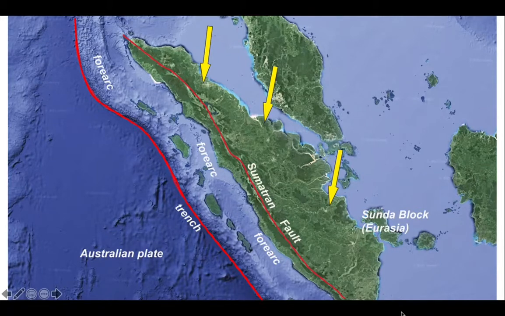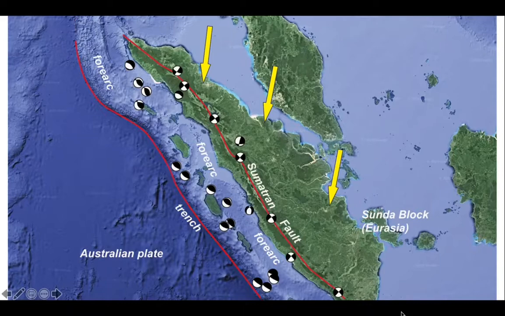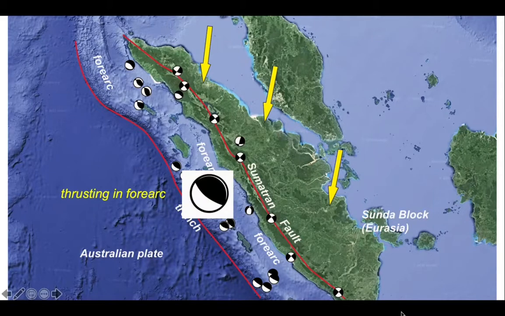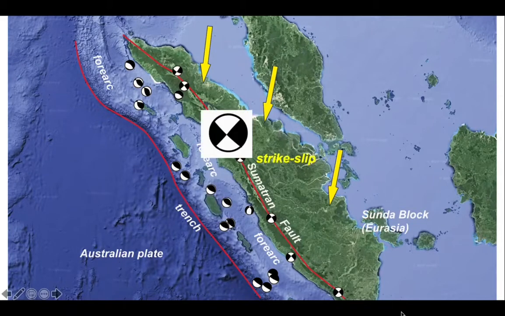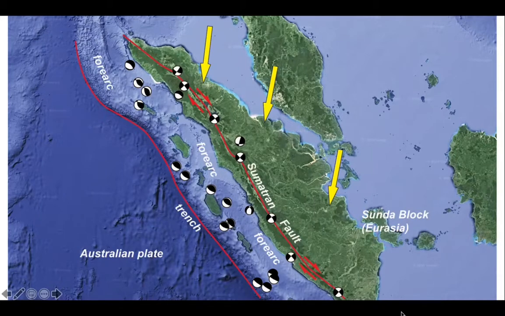What happens in this area tectonically? To answer that, let's see what the earthquakes tell us. So here are the focal mechanisms. In the forearc area, unsurprisingly, there's thrusting. And those thrusts are moving almost perpendicular to the trench. In contrast, the Sumatran fault is strike-slip. The sense of strike-slip here is right lateral if we use the trend of the Sumatran fault to constrain the focal mechanism. So the Sumatran fault is strike-slip, and this is what's going on in the forearc.